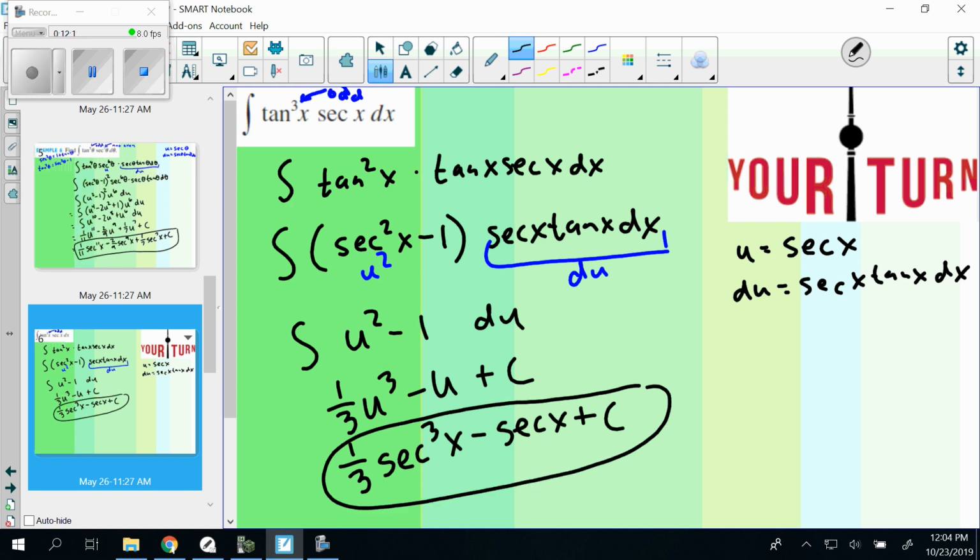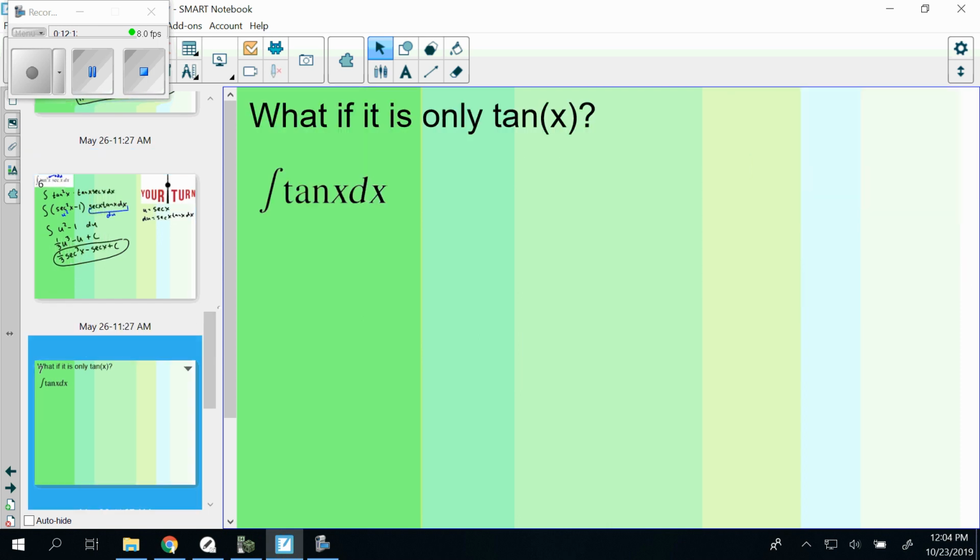All right, next problem. What if it's only tangent? How do we go about doing only tangent? Well, we definitely can't use that trig identity because we need tangent squared to do that.